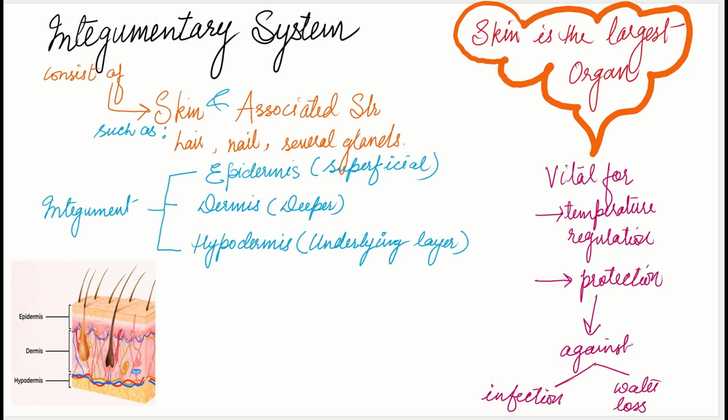Everyone, welcome back. Today we are going to discuss the integumentary system. The integumentary system consists of the skin and associated structures such as hair, nails and several glands.